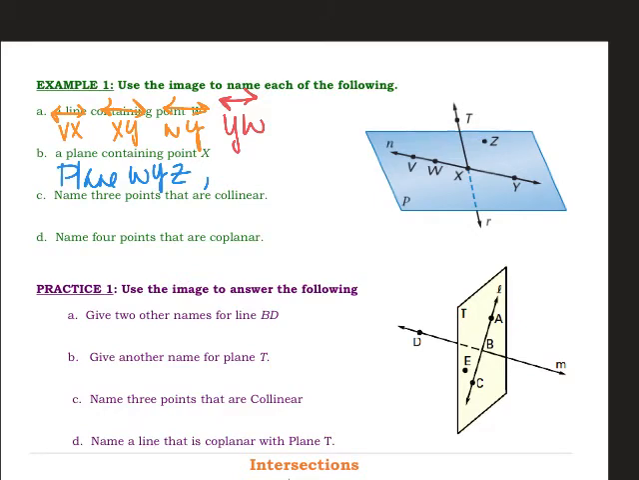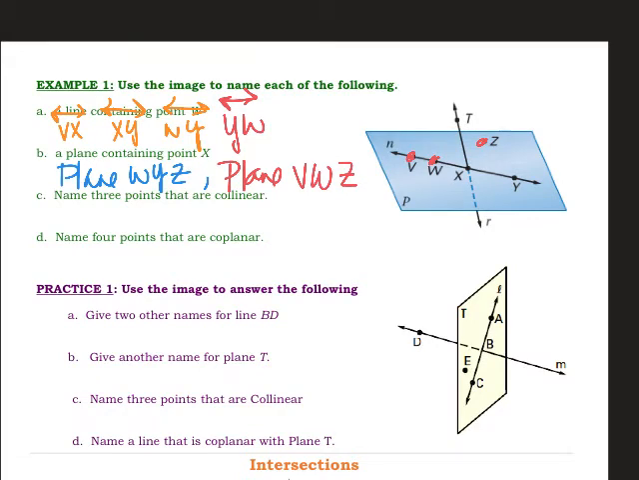VWX. Why doesn't that work, class? I just said what? They're on the same line. We want them scattered. VWZ. Good. So VWZ we can use to name that rectangle, which is called our plane. Plane VWZ. Now, I'm going to give y'all one last name.